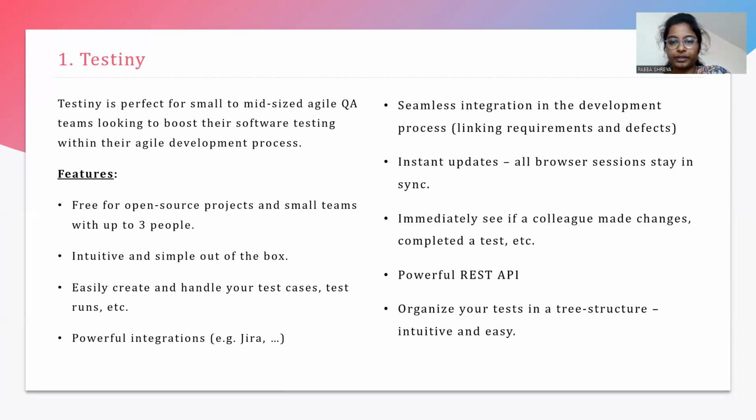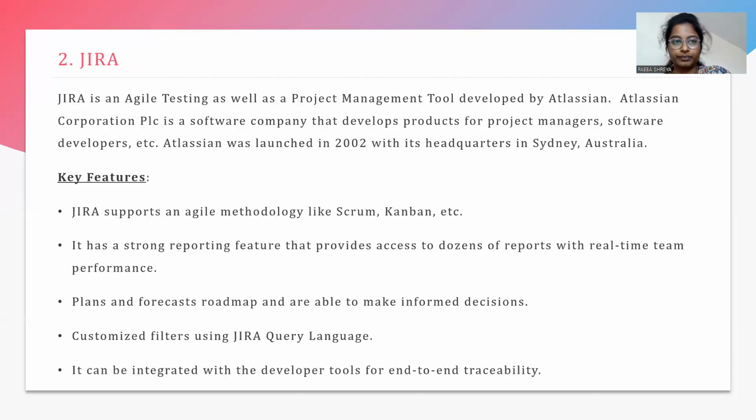Powerful REST API, organize your tests in a tree structure, intuitive and easy. And next, coming to Jira. Jira is another agile testing tool as well as a project management tool developed by Atlassian. Atlassian Corporation is a software company that develops products for project managers, software developers, etc. It was launched in 2002 in Sydney, Australia.